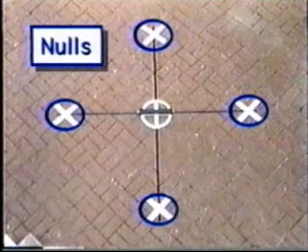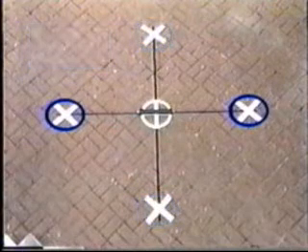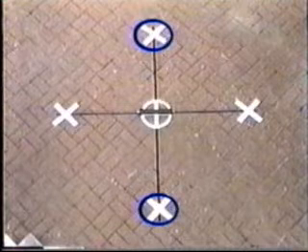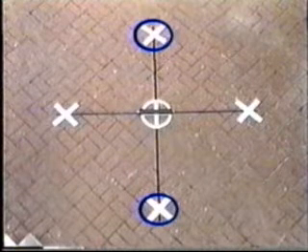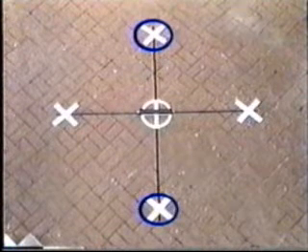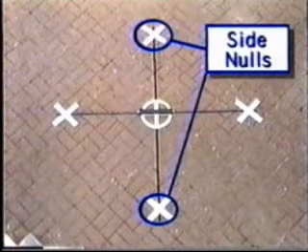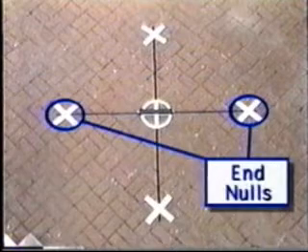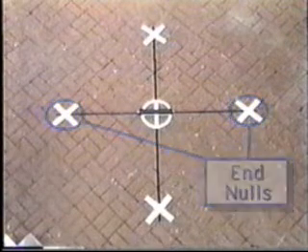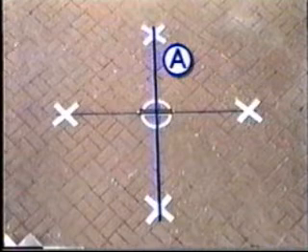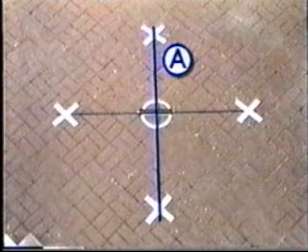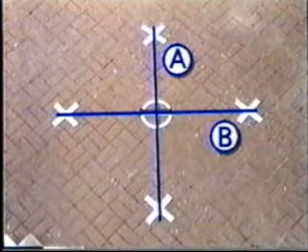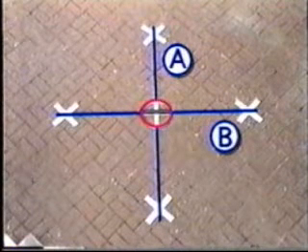Notice that these nulls appear in 2 pairs, one pair directly in line with the transmitter, and the other pair directly straddling the sides of the transmitter. The nulls straddling the sides of the transmitter are called side nulls. The nulls that are in line with the transmitter are called end nulls. If a line is drawn through the side nulls, line A, and a second line is drawn through the end nulls, line B, then the transmitter itself is located at the intersection of these 2 lines.